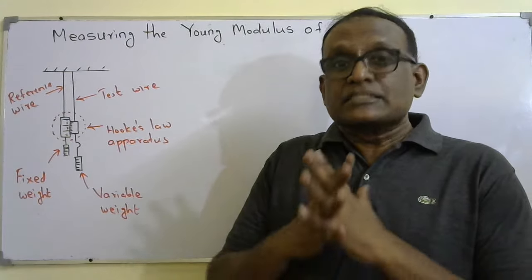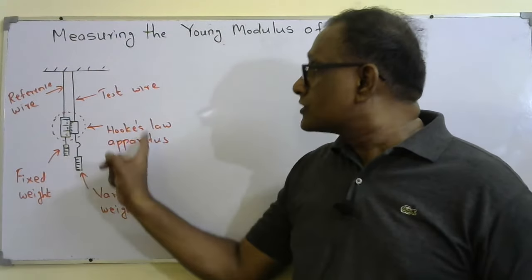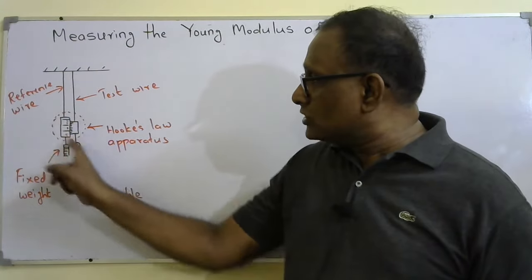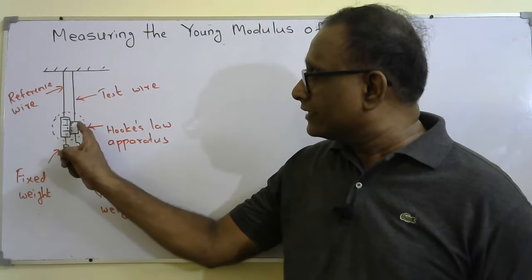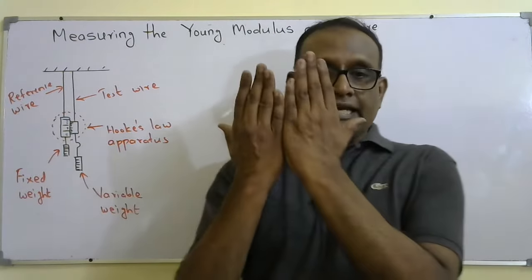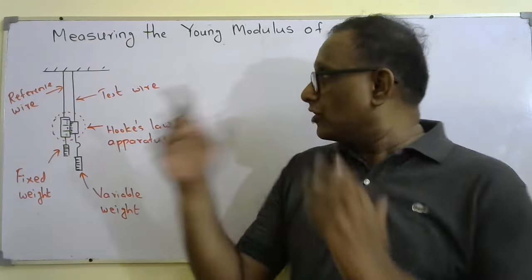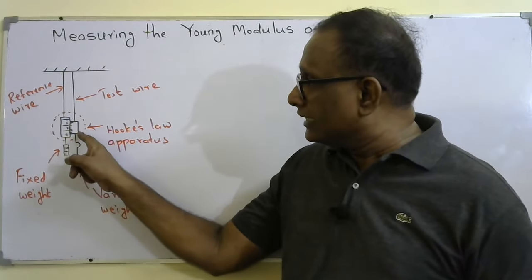The Hooke's law apparatus has two divisions. One is called the main scale, the other one is the vernier scale. The vernier scale can slide on the side of its groove with each other. So the vernier scale on the right side can move on the main scale.